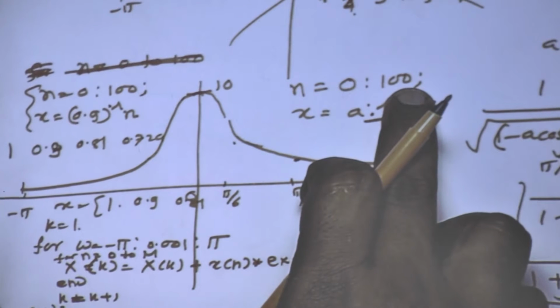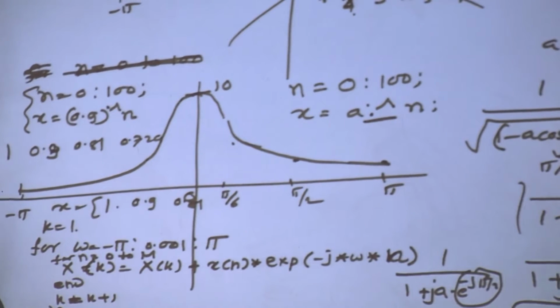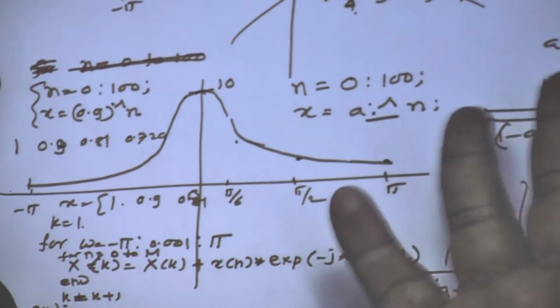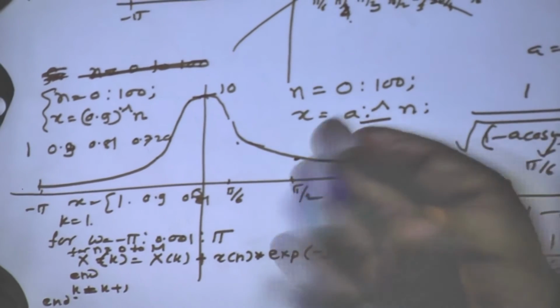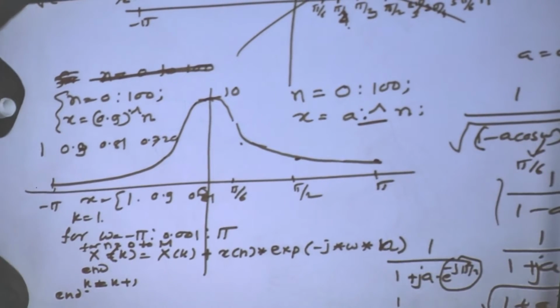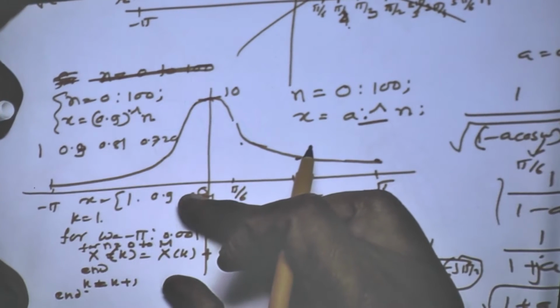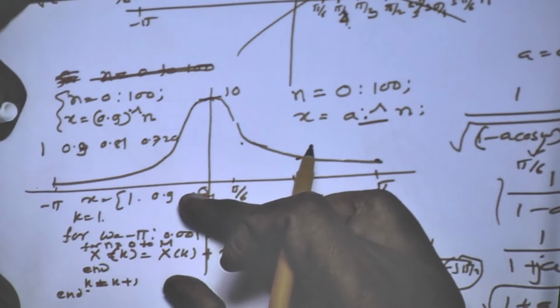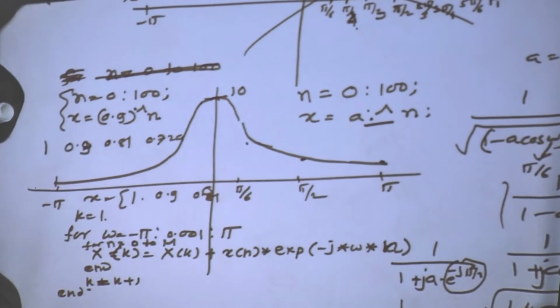And you see 0.9 to the power 100, how much is it? Approximately 0.0000. So whatever the values beyond 100, it's exactly the same as a to the power n into u[n]. This is the sequence. After this, take the Fourier transform and plot the magnitude spectrum. Okay?